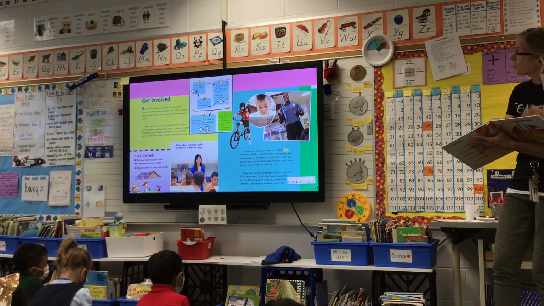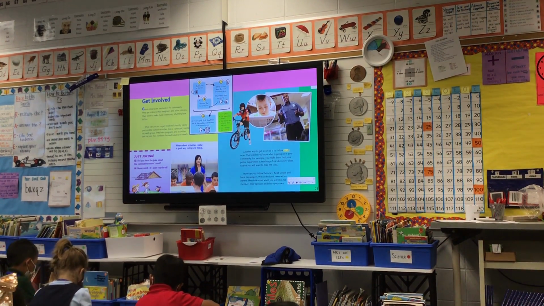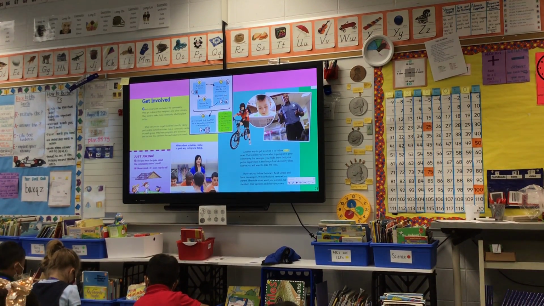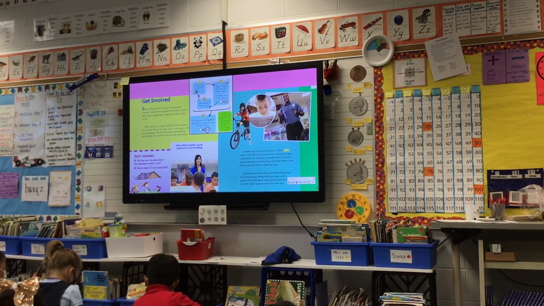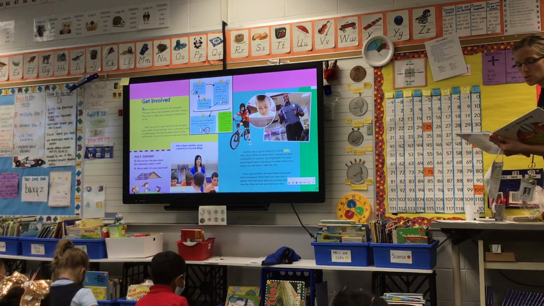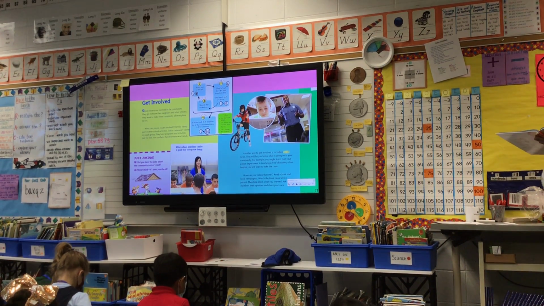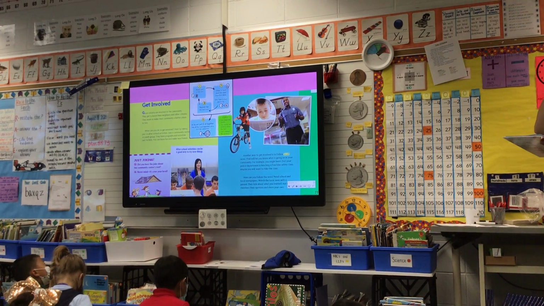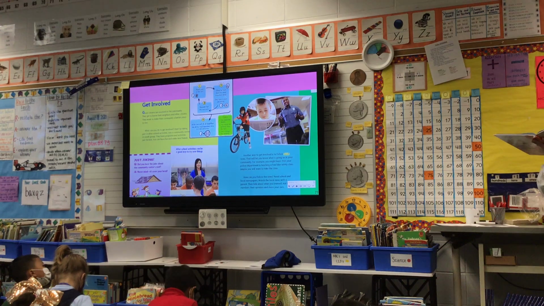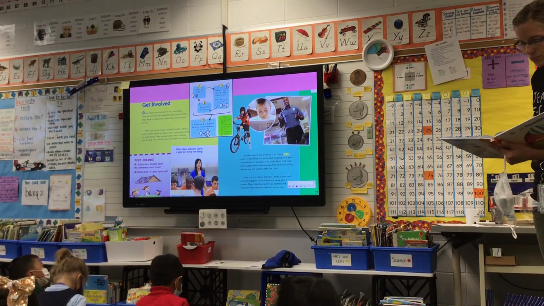Get involved. Good citizens are involved in the community. They get to know their neighbors and other citizens. They work to make their community a better place to live. What can you do to get involved? Start by taking part in after-school activities. Join a community center or youth group. They have programs and activities just for kids. You can have fun and make new friends.